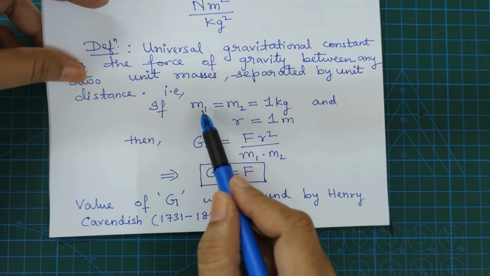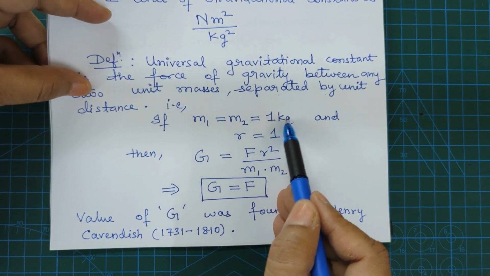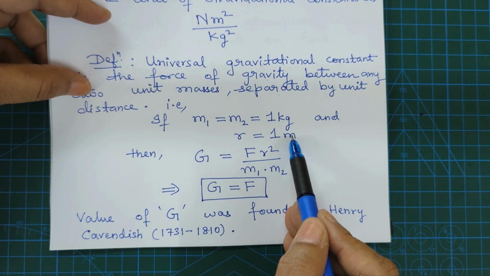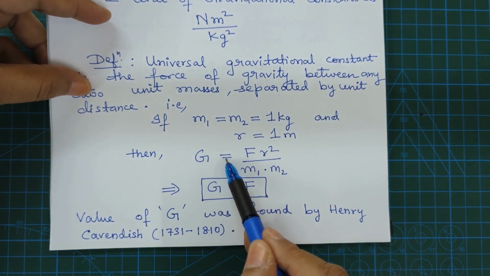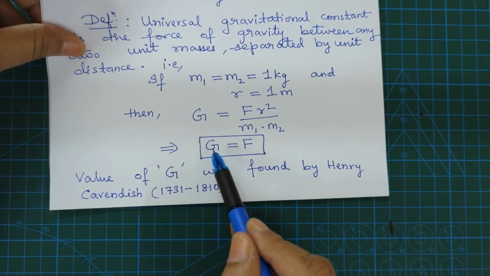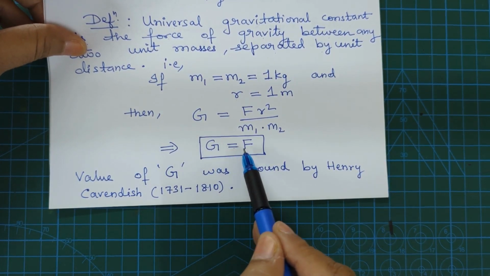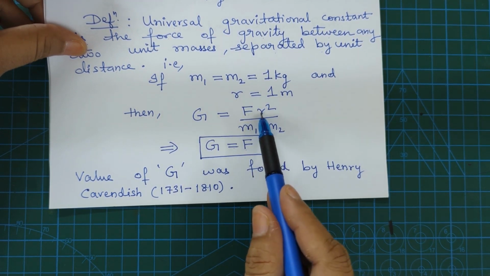Means when the masses are 1 of any unit of mass, r is also 1 of any unit of distance, then these all become 1, then G directly becomes equal to F. So the universal gravitational constant becomes equal to the force of gravity between any two unit masses separated by unit distance.